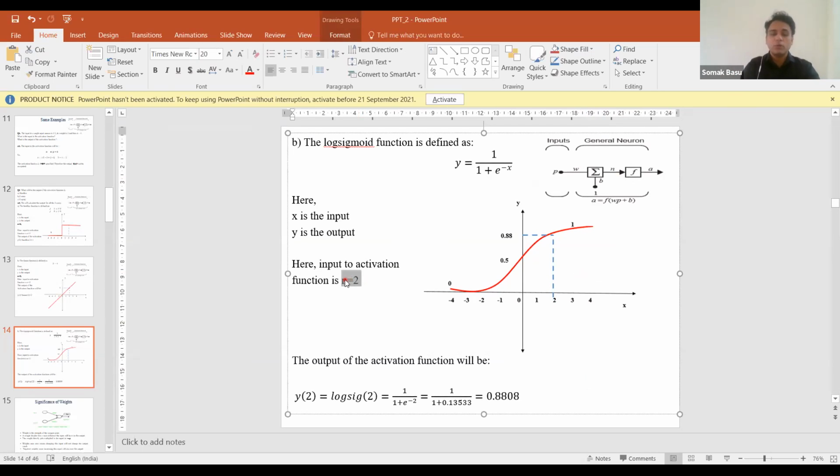So now let us say, what is the value of the input? The value of the input to the activation function is 2. So the value of n is 2. Now we need to find out what will be the output of the activation function. For that, what is the activation function in this case? It is the log sigmoid function. How is the log sigmoid function defined? The log sigmoid function is y is equal to 1 upon 1 plus e to the power minus x.